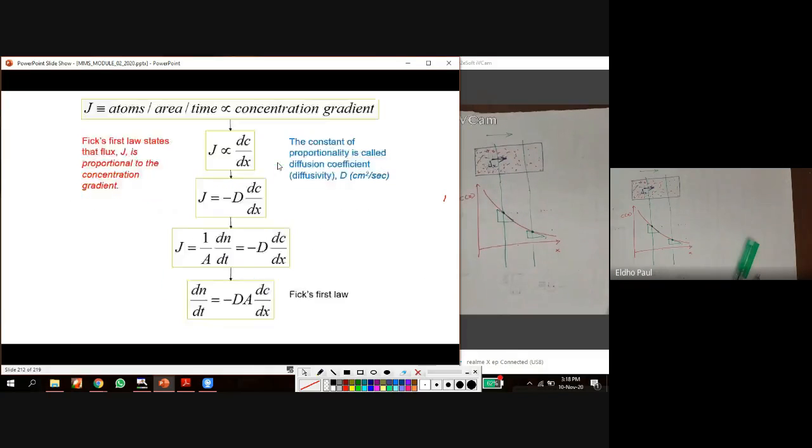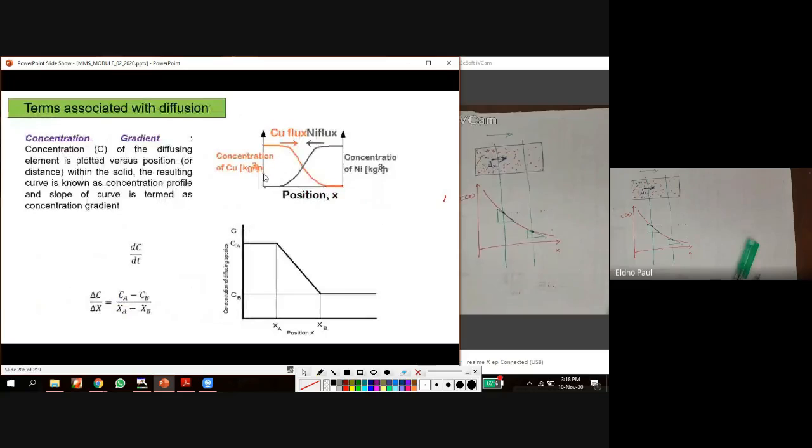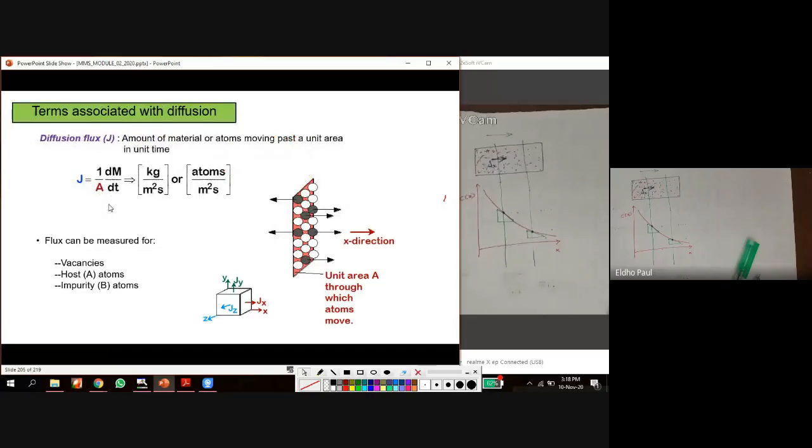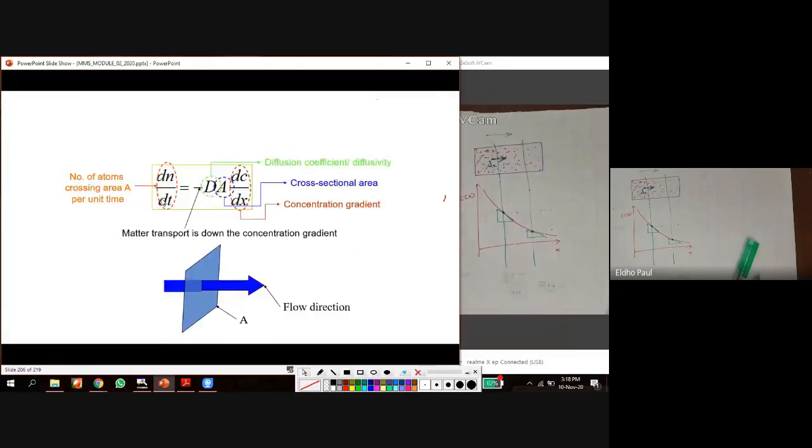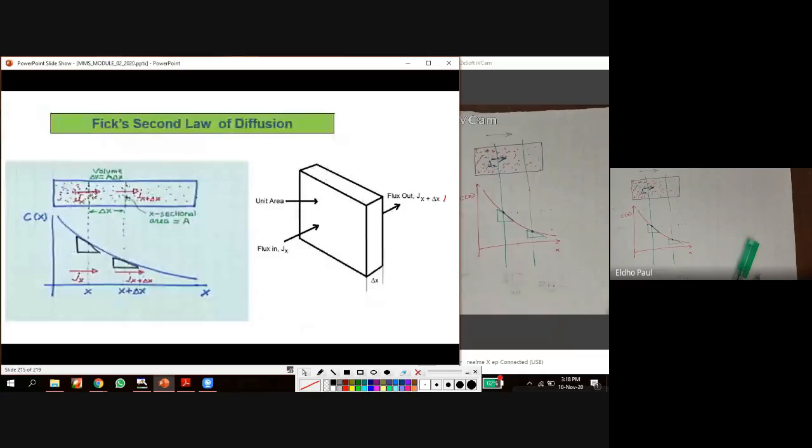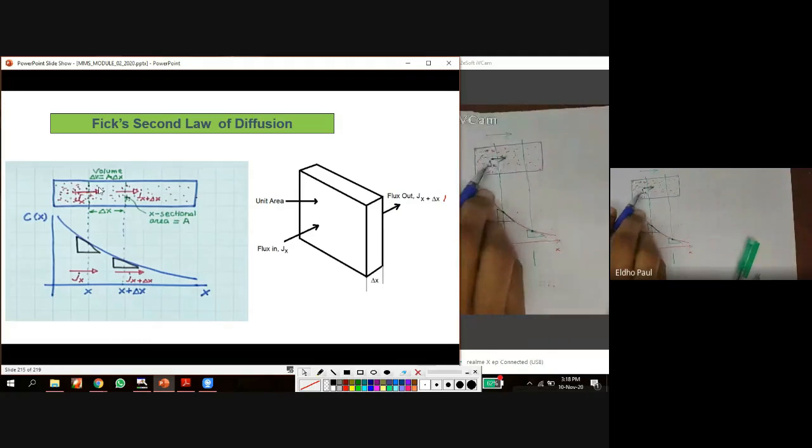So that is the unit of this flux. What is the unit? The atoms or particles crossing unit cross-section per unit time, or kilogram per meter square per second. We can use any of the units. So in this case, the total atoms or kilogram mass of particles crossing this unit cross-section per time is equal to Jx.